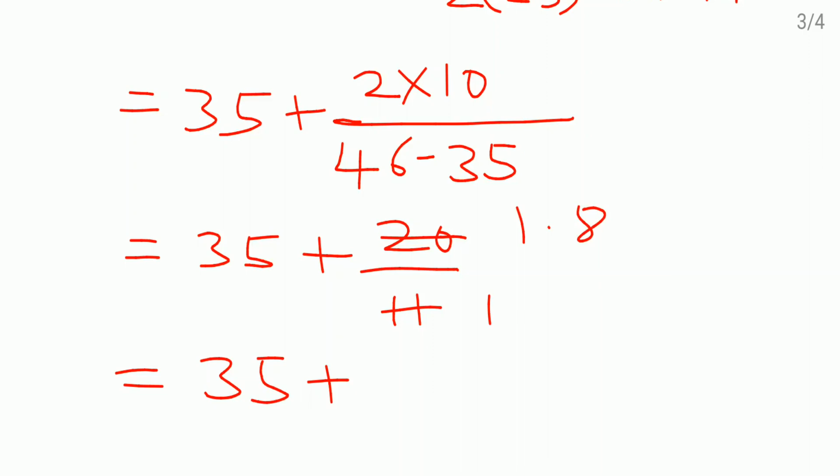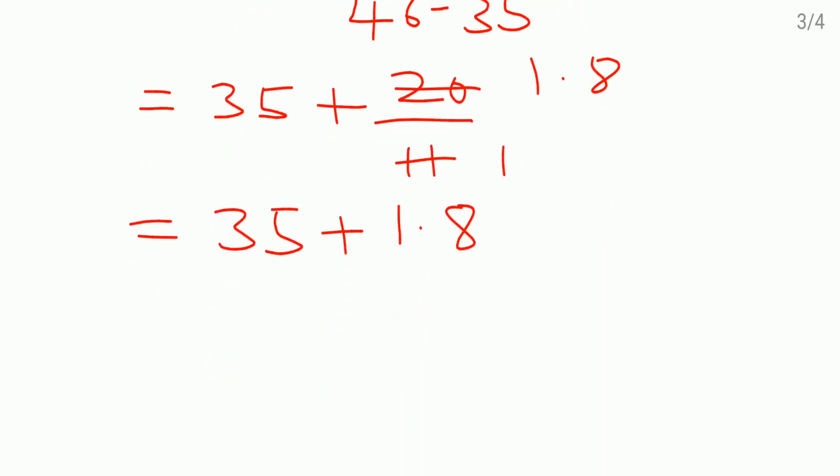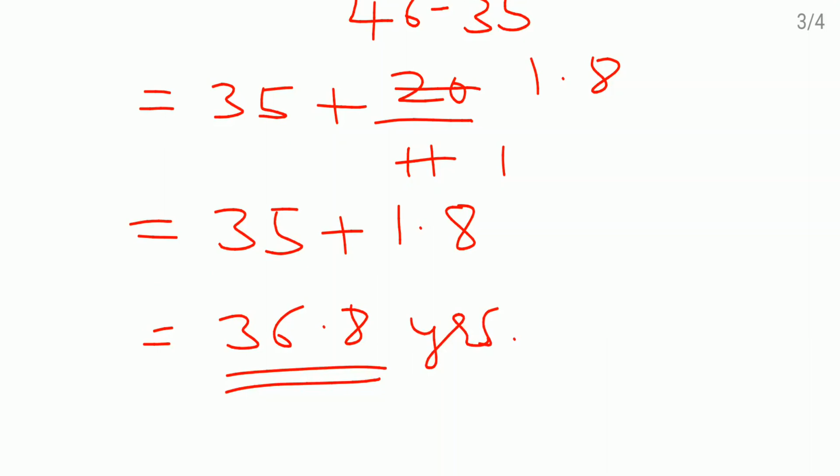Now it is 1.8. If I add it, our answer will come as 36.8. So mode of the data is 36.8 years. Now let us see the mean of the same data.